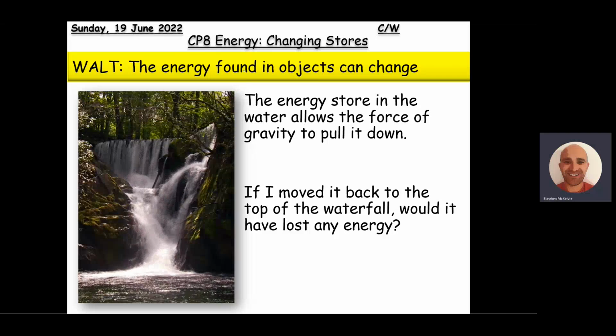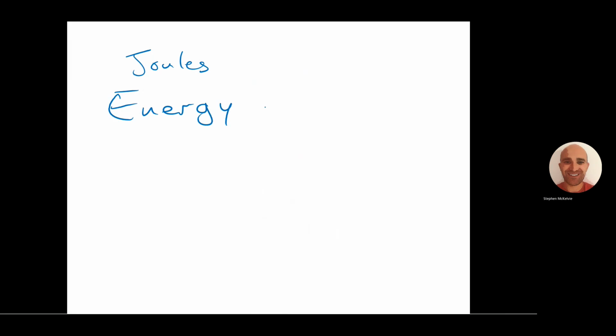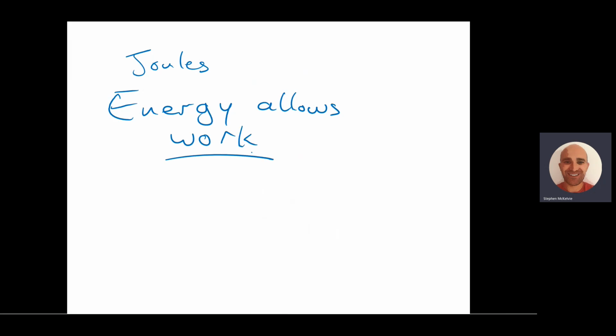A quick recap from Key Stage 3, though. Energy stores, measured in joules, are the physicists' way of being able to describe when work can get done. So energy allows work to happen. You can't hold energy in your hand. Energy is what allows work to be done.